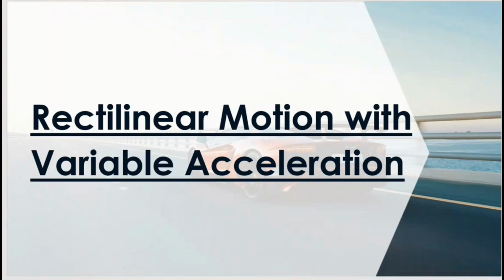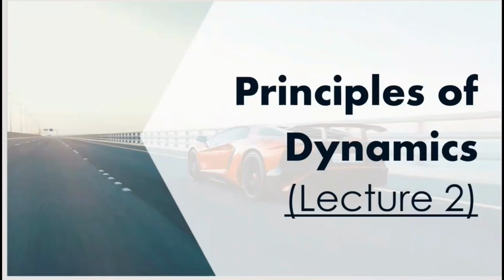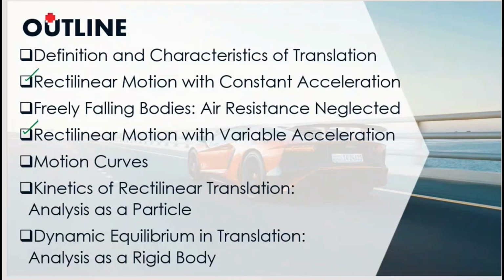Principle of dynamics. Let's go back to that. So we have first the definition and characteristics of translation, the rectilinear motion with constant acceleration and free-falling bodies. And today, what we're going to discuss is rectilinear motion with variable acceleration. In rectilinear motion with variable acceleration, we have actually 5 cases to consider, but we have two major cases, or the first 2 cases that we have to understand.